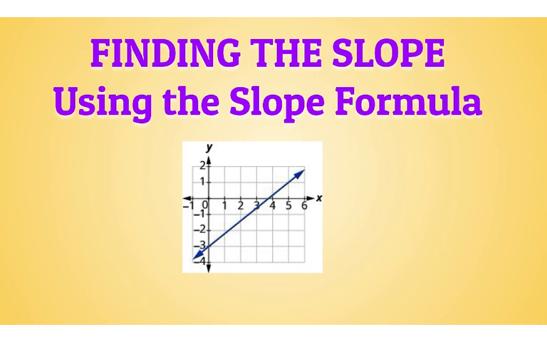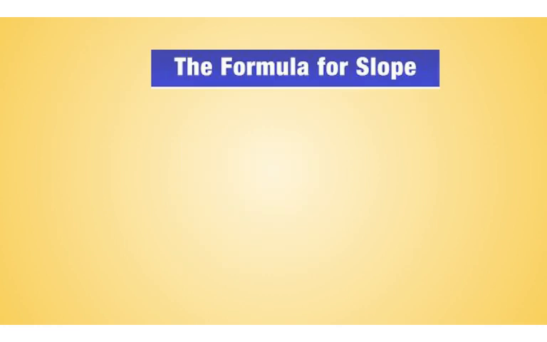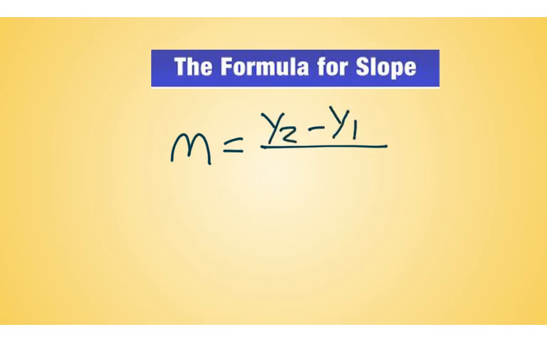So today we're going to be trying to find the slope using the slope formula. And the slope formula is m equals y2 minus y1 over x2 minus x1. So obviously you're going to need two coordinates to figure out the slope.